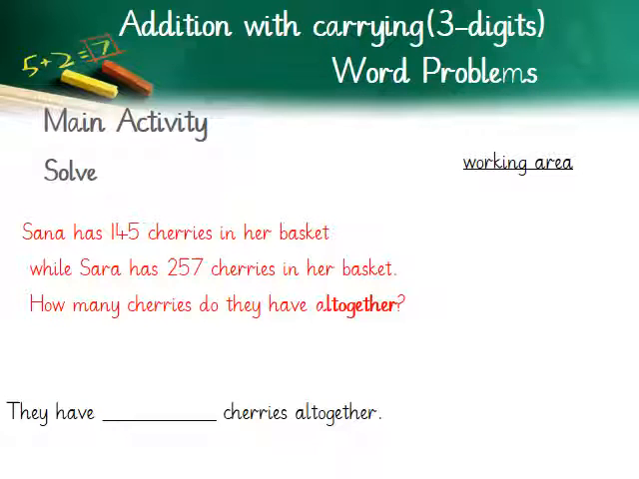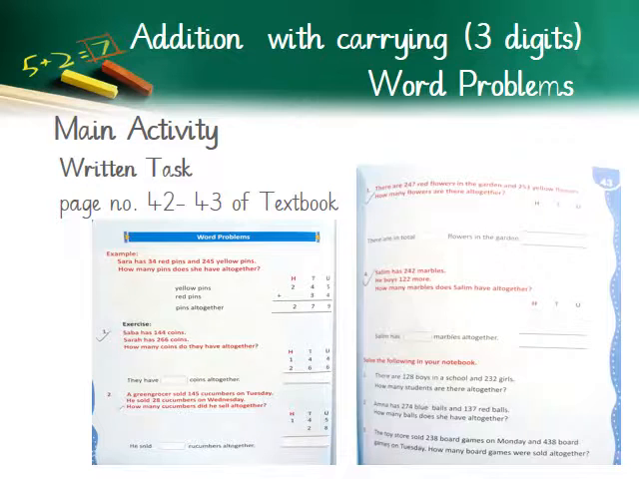Two numbers are given to you. Make two statements and then make a sum with the help of these numbers, 145 and 257. Yes, what's the sum of these two numbers? Yes, 402. They have 402 cherries altogether. Correct answer. Well, I hope that the concept of word problems is quite clear to you and you can do the given task independently. This is page number 42 and 43 of the mathematics textbook.